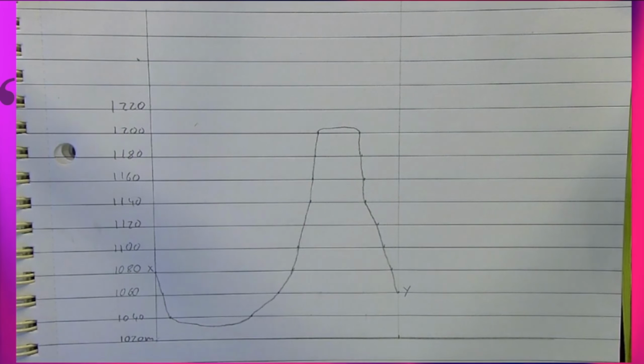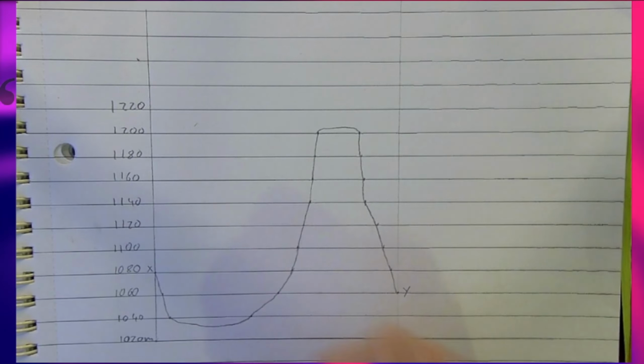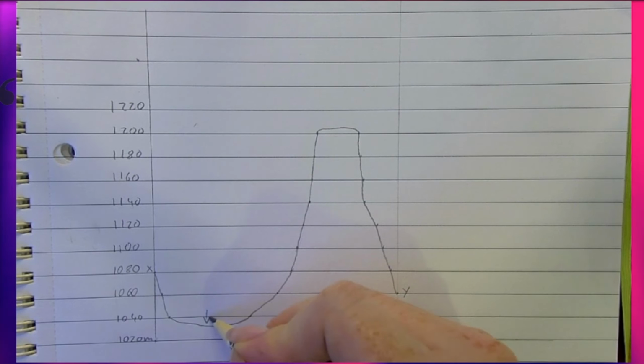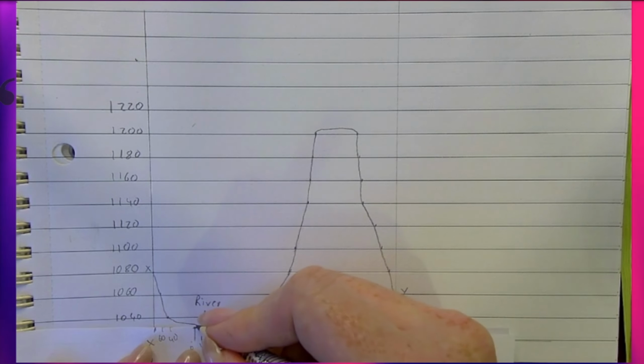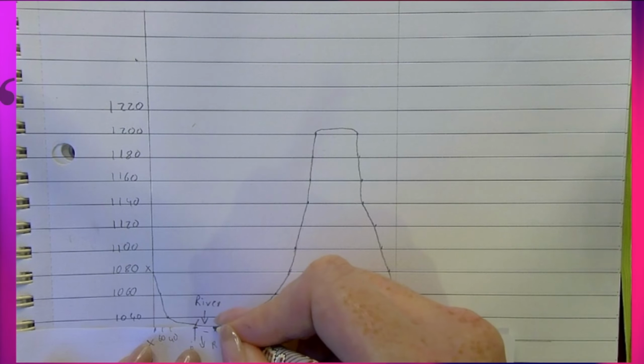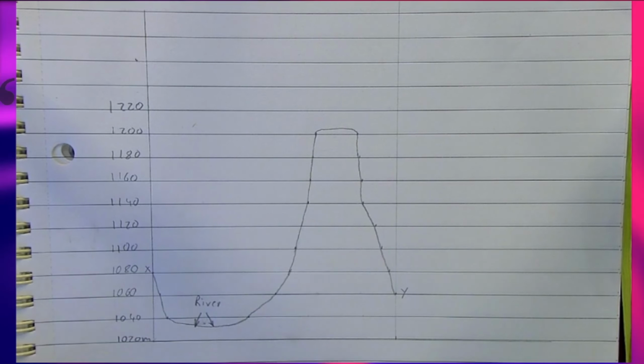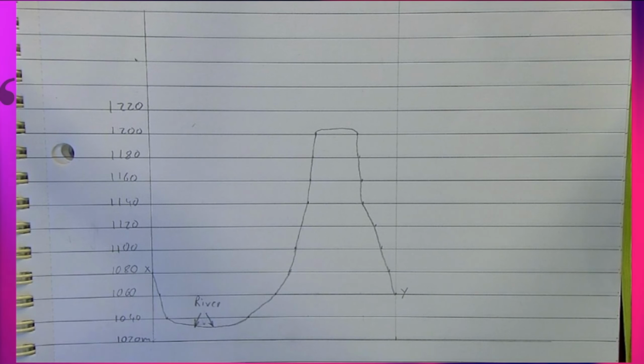Okay. And then that's it. That's our first cross section. Can you guys kind of see it? So if you want to, we can label over here. This is where the river is. There's the river, so there and there. There we go. And that is our first cross section. Well done. You've done it.